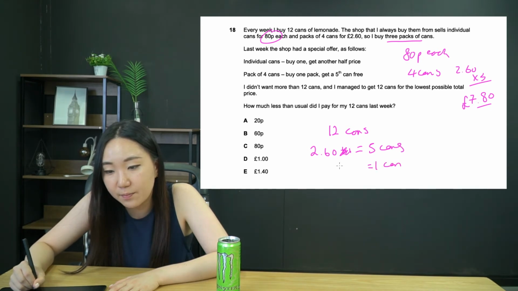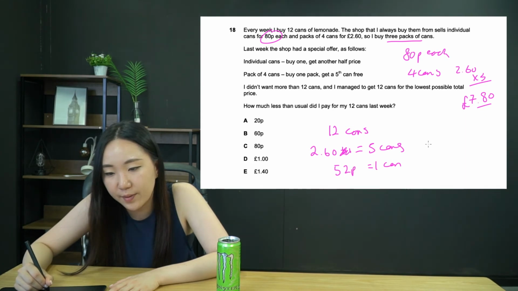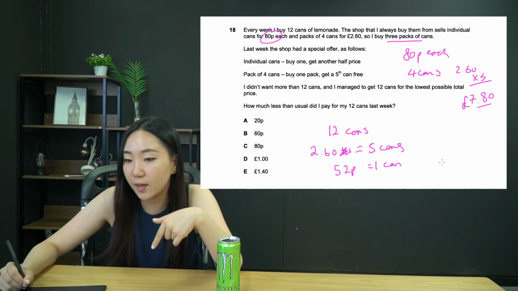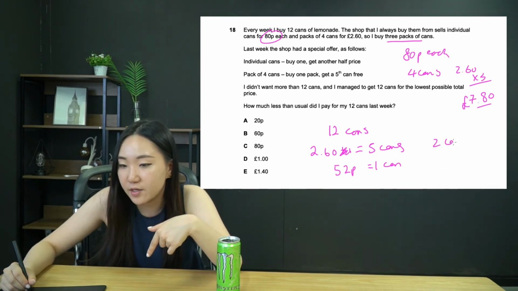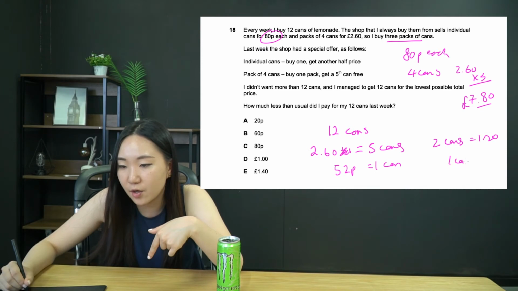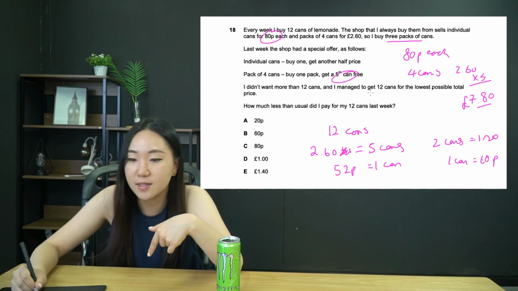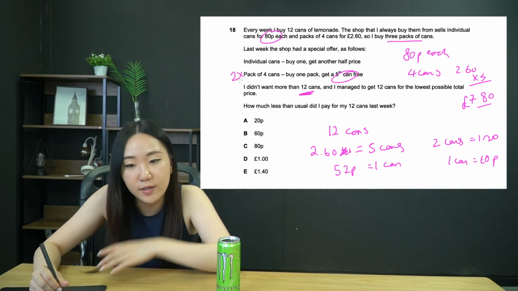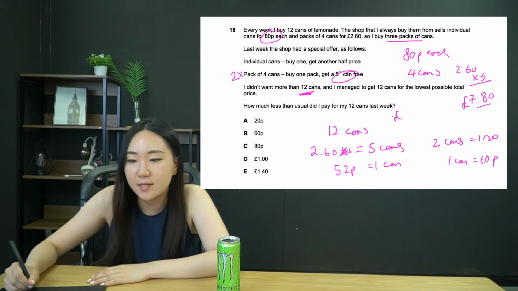So that gives you a per can price of like, what, 52p or something? Whereas if you buy, using the other deal, buy 1, get another half price, then 2 cans would be 120. So 1 can is going to be 60p. So basically, we want to maximize the second deal because it's cheaper. We don't want more than 12, however, so we can only do 2 lots of that.